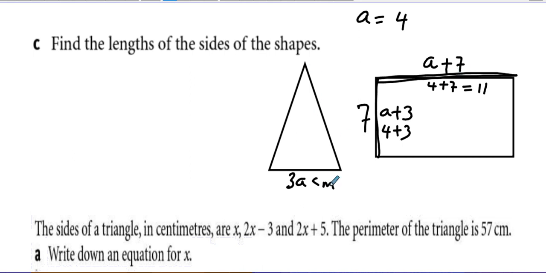How about the triangle? 3a means 3 times a, but the value of a is 4. So 3 times 4 is 12, so this side is 12. And because it was said that it is an equilateral triangle, even this will be 12, and this will be 12. So find the length is done.